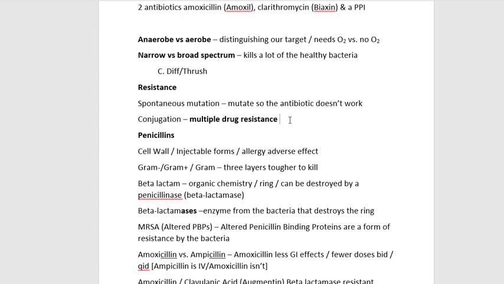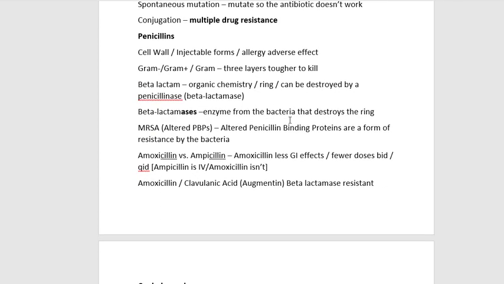Okay. Well, let's start with the penicillins, more because they're the most familiar. The way that they work is they destroy the cell wall or make it weak. There's some injectable forms, and really we're always worried about that allergy adverse effect if someone is truly penicillin allergic, because there might be that anaphylactic reaction or something like that.